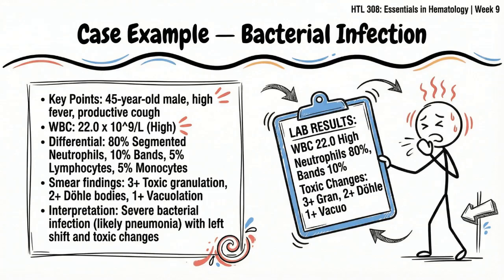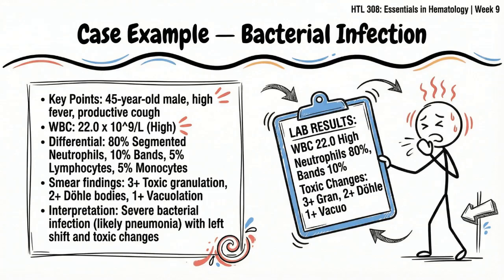Applying our framework, WBC is elevated. The predominant cell is the neutrophil. There is a left shift and significant toxic changes. The pattern is classic bacterial infection, and the severity suggests sepsis. The clinical correlation: the blood culture came back positive for Staphylococcus aureus. Your smear findings were consistent with and supportive of that diagnosis. This is exactly what we mean when we say morphology is evidence.